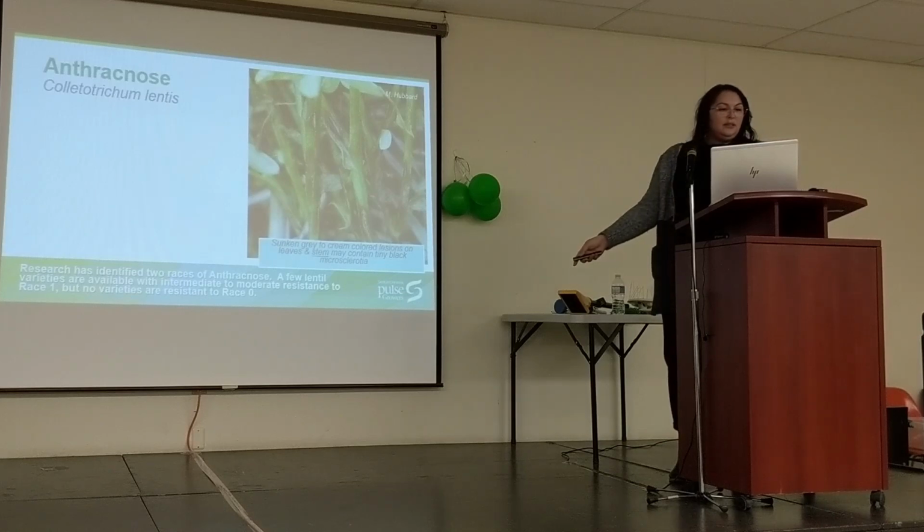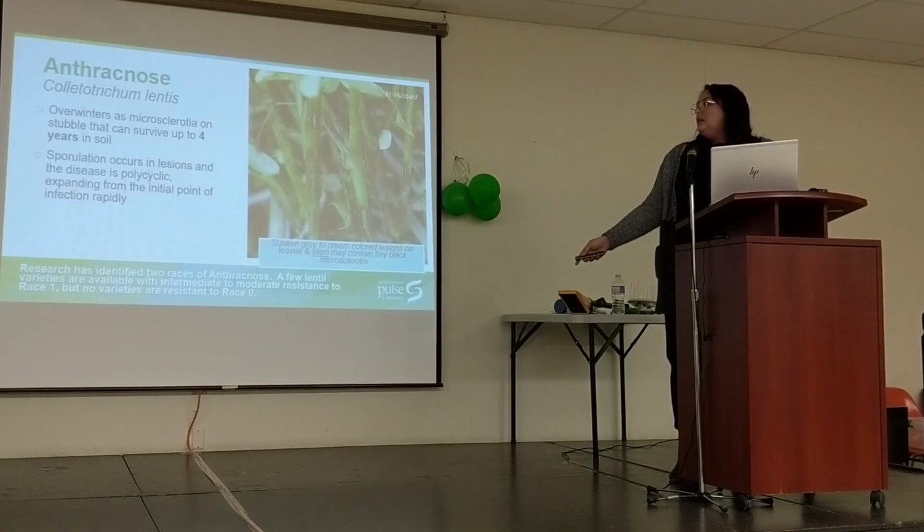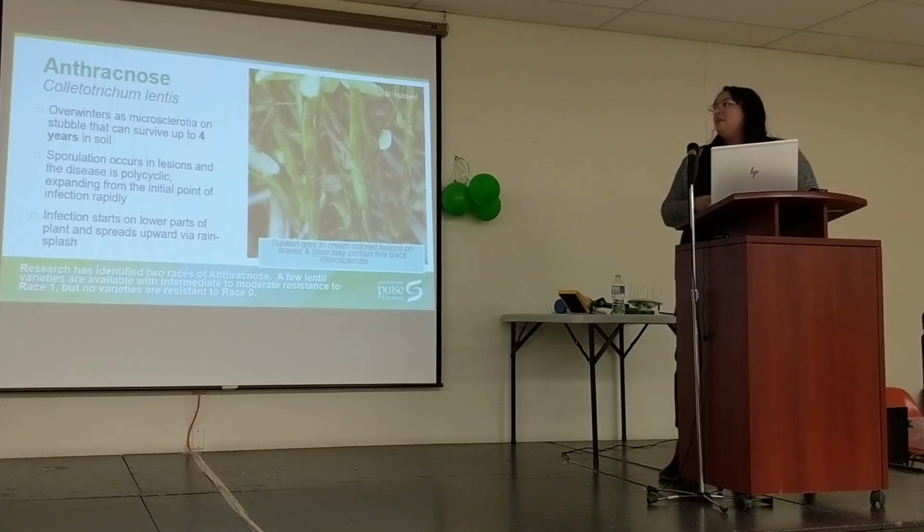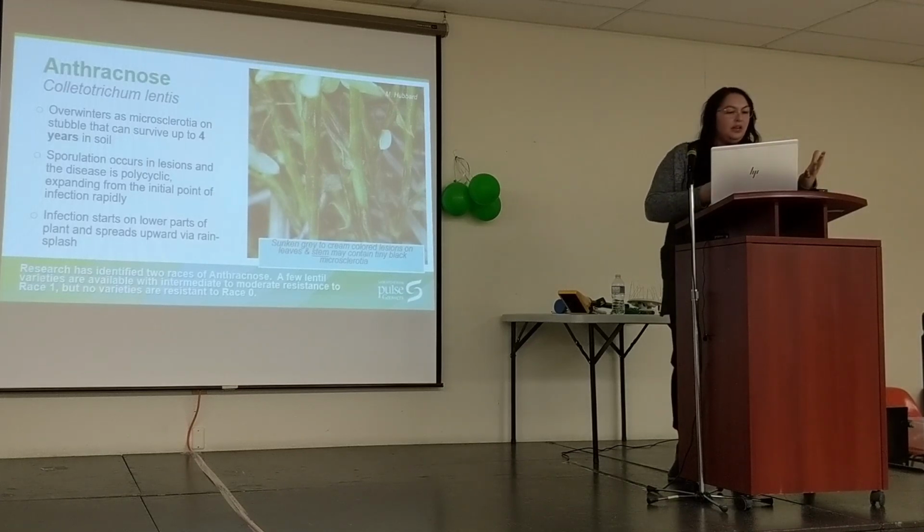Next in lentils, anthracnose. This is really the big hitter for lentils, caused by, I'm going to slaughter this, Colletotrichum lentis. This pathogen overwinters as microsclerotia on the stubble and can survive up to 4 years in the soil, so rotation again becomes pretty important and pretty key. Sporulation will occur, and then lesions and disease are polycyclic again. So when we have that initial point of infection, it will progress rapidly.